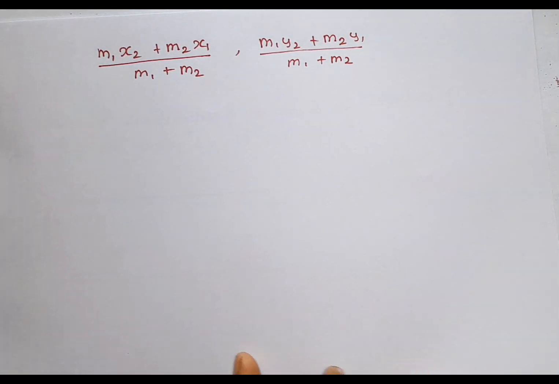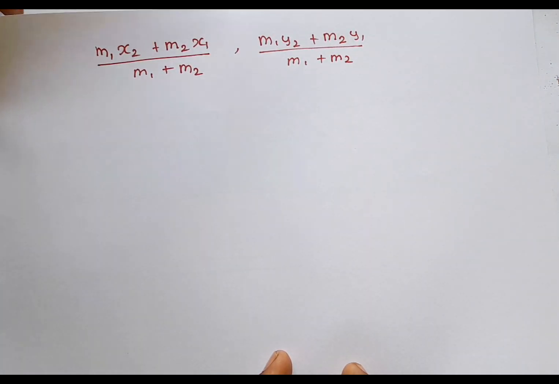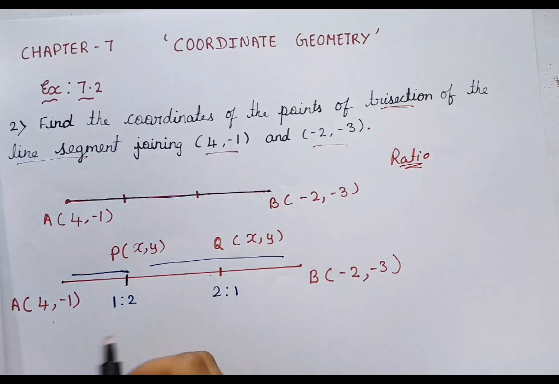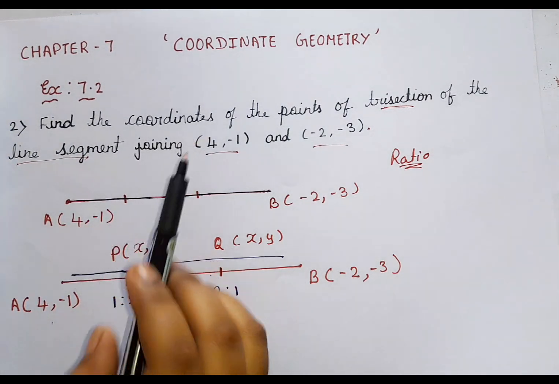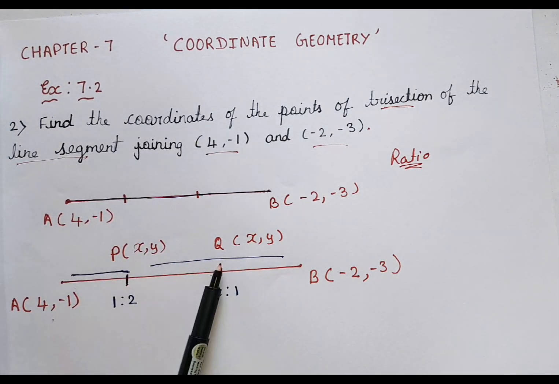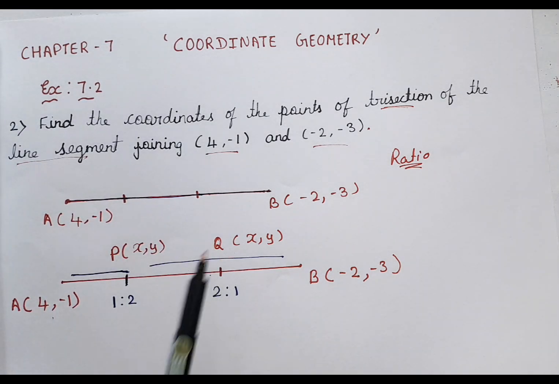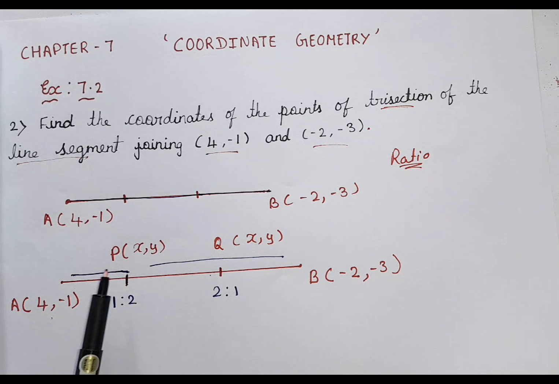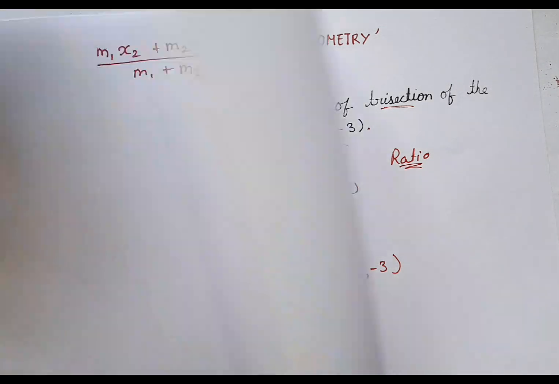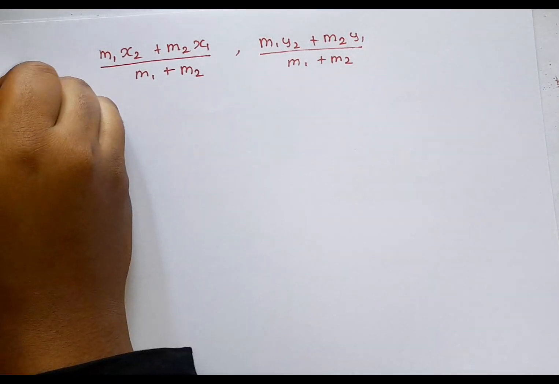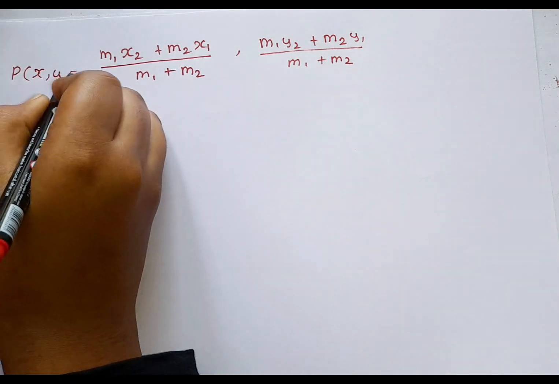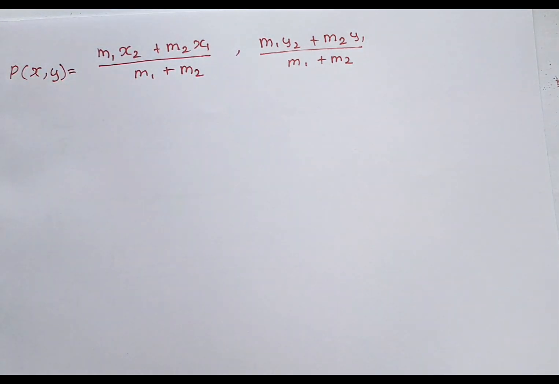This is the section formula. According to the question we are supposed to find the coordinates, but here we have 2 points, that is P and Q. So you are supposed to find the coordinates for P as well as Q. First I am going to find the coordinates for P. So let's write P(x, y) is equal to, we'll apply the formula and solve it.